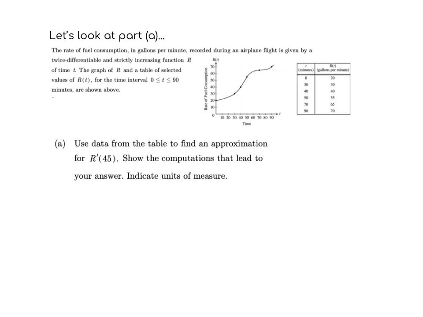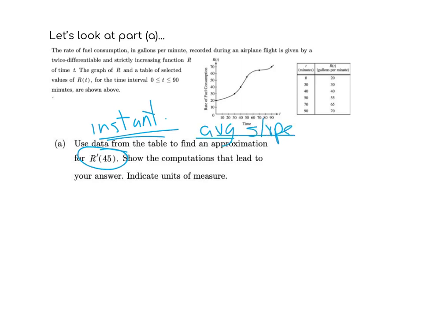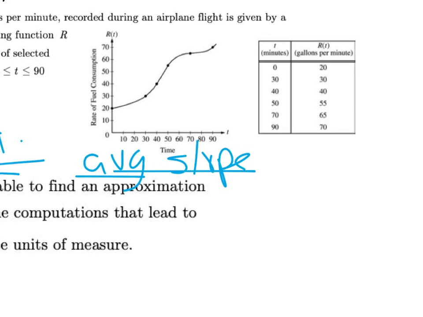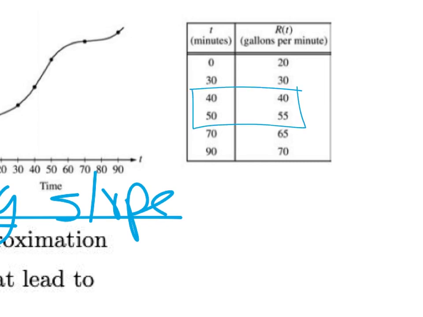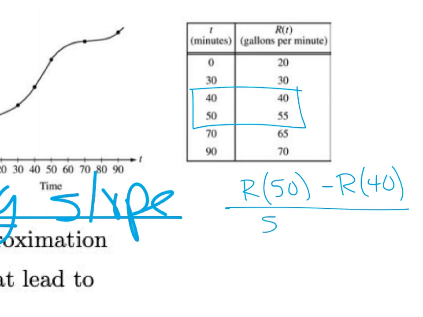That's just slope. So if I want to approximate an instant slope, I can use an average slope. So that's channeling kind of my inner algebra 1, more basic concepts. I'm going to focus in on right here. 45 is between 40 and 50. So I'm going to do r of 50 minus r of 40 over 50 minus 40. That's going to be, let's plug the numbers in, 55 minus 40 over 50 minus 40.